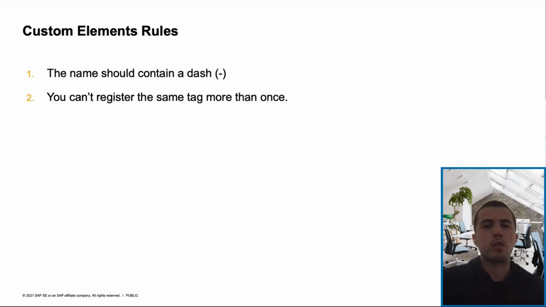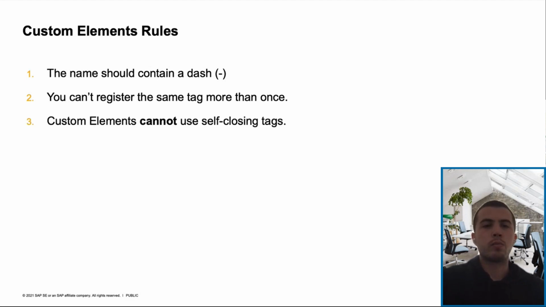The second rule that you need to remember about custom elements is that you cannot register the same tag more than once. This means that if you have a runtime dependency or something like that, you need to register the tag with another name. It cannot be the same. But as a rule of thumb, you should always aim to register a tag only once with all the features that you might need.